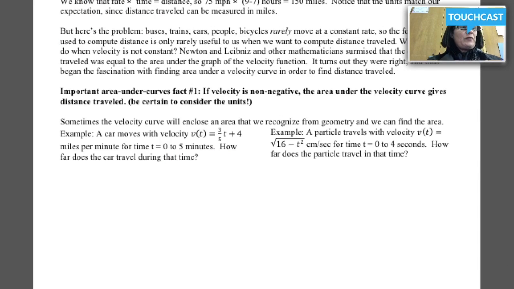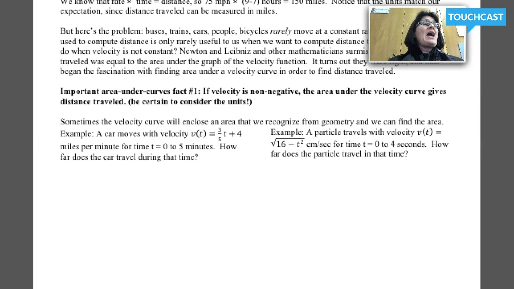All right, so like I say, those founders of calculus, turns out they were right. The area under a velocity curve does in fact give distance traveled. So I'm calling that important area under curves fact number 1. This whole second half of calculus is about finding areas under curves. And the most important part of that, the part that they're going to test you on, without a doubt on the AP test, area under a velocity curve gives distance traveled. That's a big if the velocity is positive. If velocity is not positive, we'll talk about what that means a little later, but if velocity is positive, area under the velocity curve gives distance traveled.